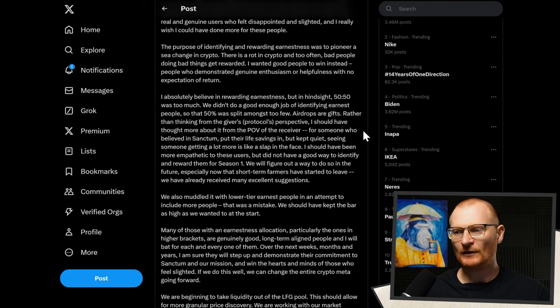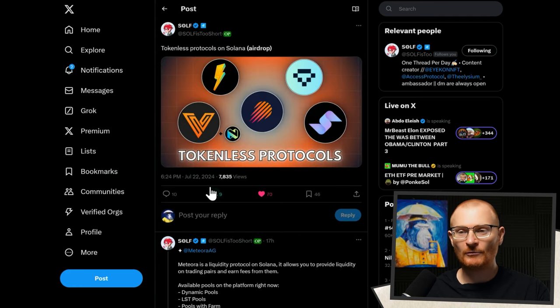Either way, you can read this if you like. But basically, season one's done, but they'll figure out a way to do it in the future, especially now that the short-term farmers have started to leave. We've already received many excellent suggestions. Exactly how they use their tokens for season two, I don't know, but we'll find out.